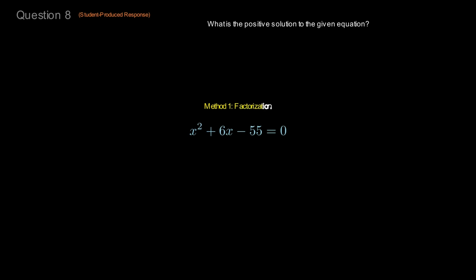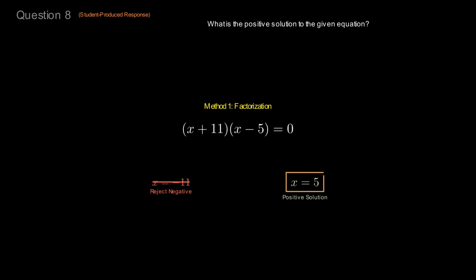Now let's factor this expression. We need two numbers that multiply to negative 55 and add up to positive 6. Those are positive 11 and negative 5. So the equation splits into two factors: x plus 11 times x minus 5 equals 0. This gives us two paths. Either x equals negative 11 or x equals positive 5. Since we only need the positive solution, we cross out negative 11 and our final answer is 5.